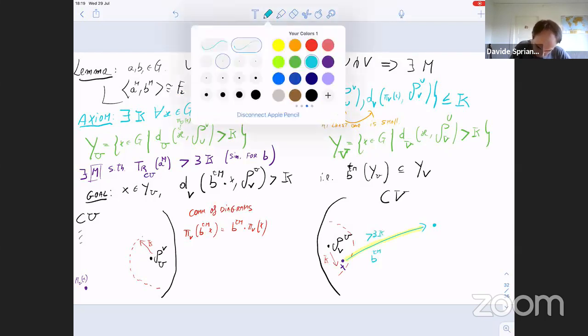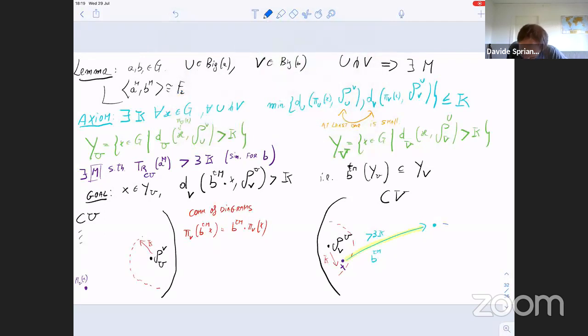In particular, we conclude that this point does not belong to the k neighborhood of row uv. So this is to say, does not belong to the k neighborhood of row uv means that the distance between this new point, b to the tm applied to x, and row uv is bigger than k. So we just show that is what is written here.